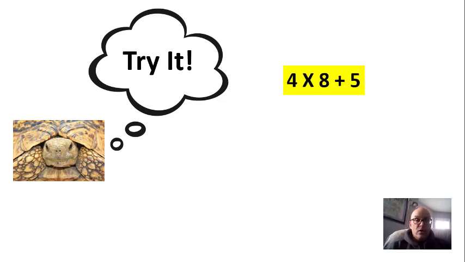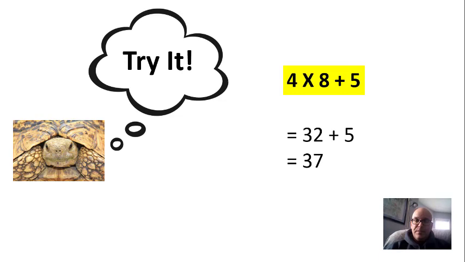Try this one. 4 times 8 plus 5. Which comes first? Multiplication and division. That's right. We don't do the adding and subtracting until all the multiplying and dividing is done. You try it, pause it.